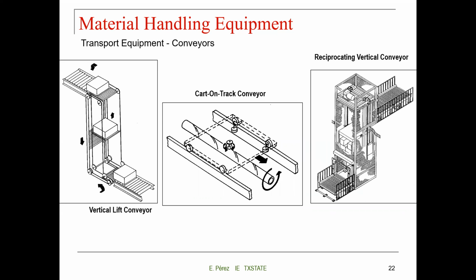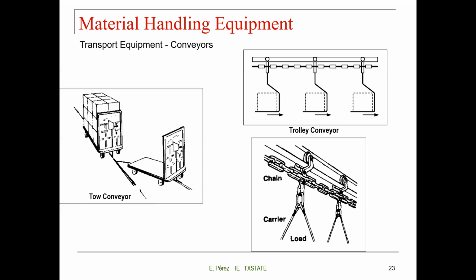Transport equipment conveyors. So again, a lot of different types. Reciprocating vertical conveyor, those are common in warehouses, distribution centers. Transport equipment conveyors. Here we have the trolley type of conveyor in which you have a belt at the top and then you're moving your product. Product is hanging. So you have a chain, you have a carrier, and then hanging, you have the load.